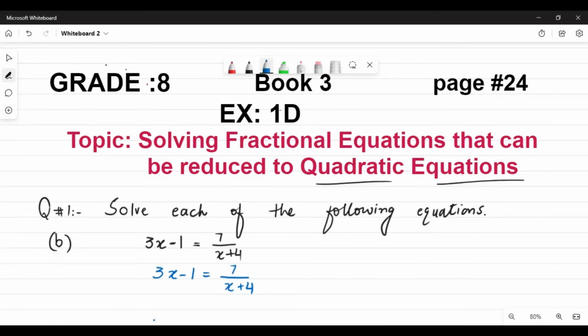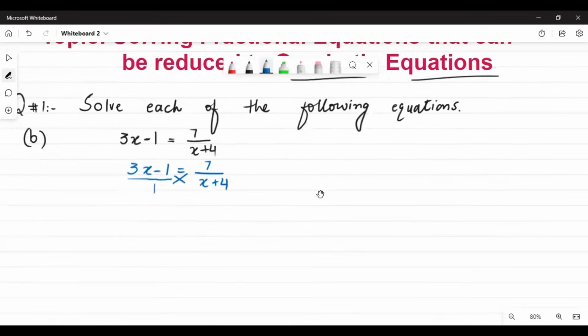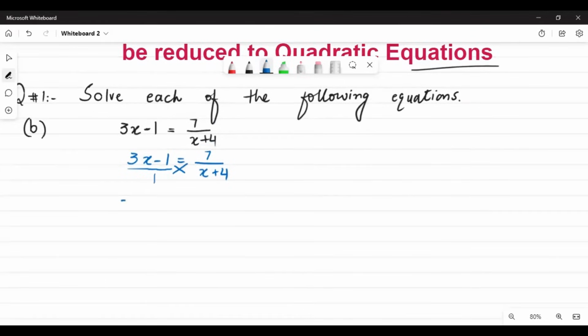Now, the rule is the same as when you are solving a simple fraction. Whenever we have one side fraction and one side without fraction, we can make the denominator 1 and do the cross multiplication. Yes, my dear students, we will do the cross multiplication over here. 3x minus 1 is going to multiply with x plus 4 and 7 will be multiplied with 1.